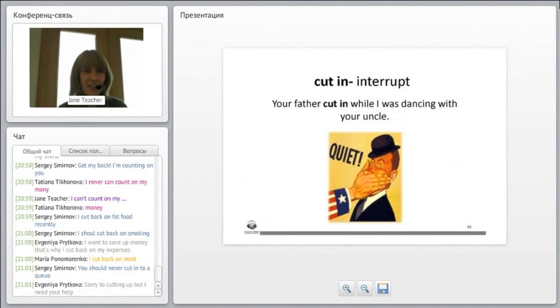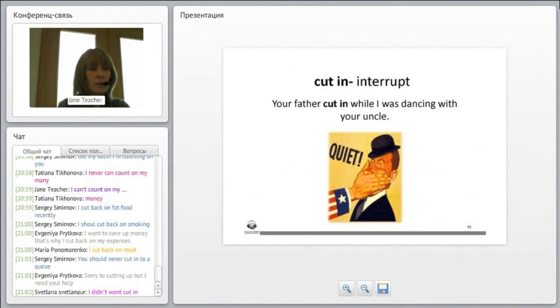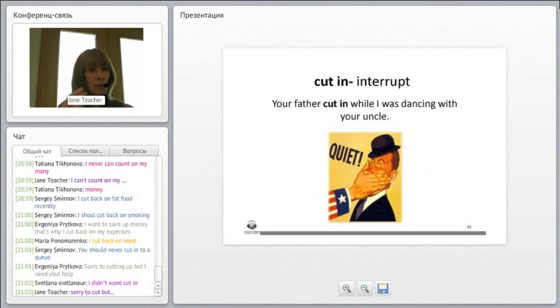You cut in line. You cut in on a conversation. You should never cut into a queue. Yes, you should respect the queue, as Sergey wrote. Sorry to cutting up, but I need your help. Okay, Evgenia. Sorry to cut in. Sorry to cut in instead of cutting up. And that's a good one. So if two people are talking, Evgenia, and you say, sorry to cut in, you cut into their conversation.